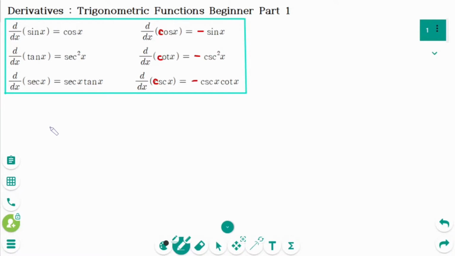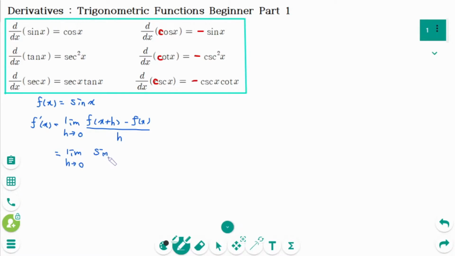I will prove it from sin x. Let f of x equals sin x. Do you remember the definition of the derivative? f prime of x equals limit as h approaches 0, f of x plus h minus f of x over h, equals limit as h approaches 0, sin (x plus h) minus sin x over h.